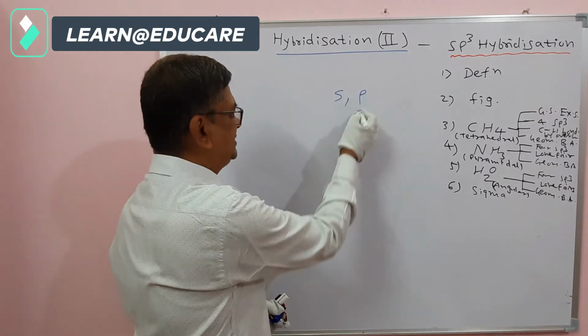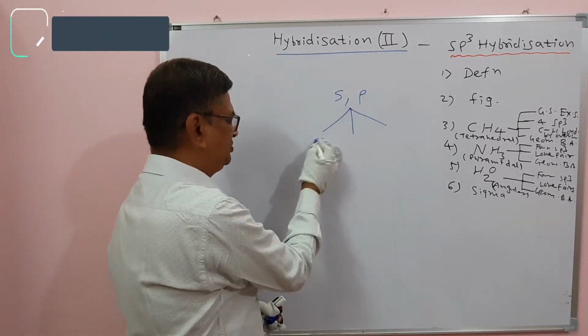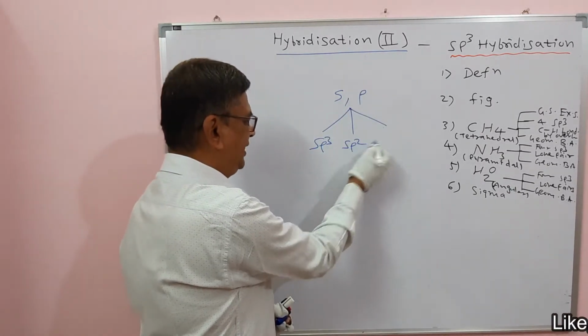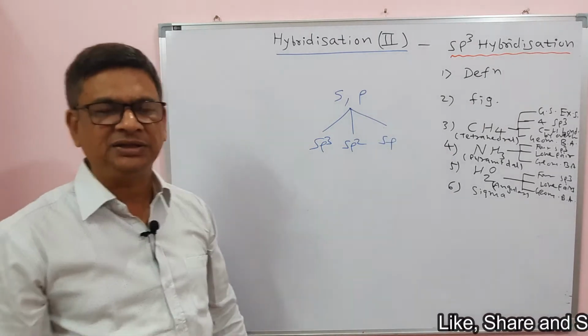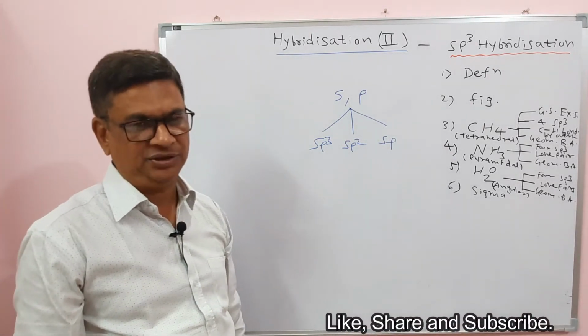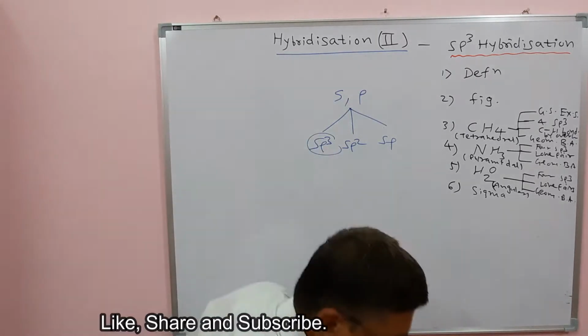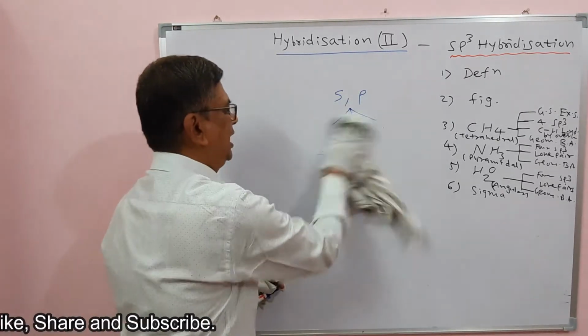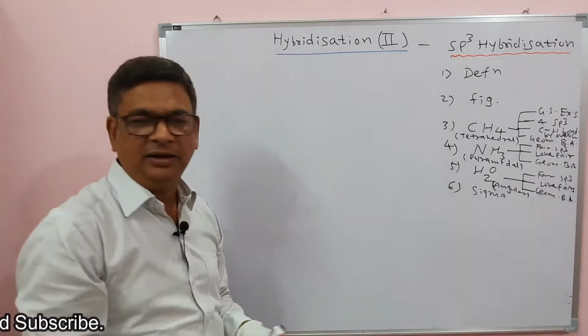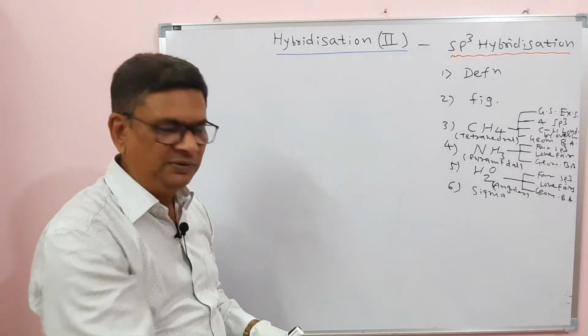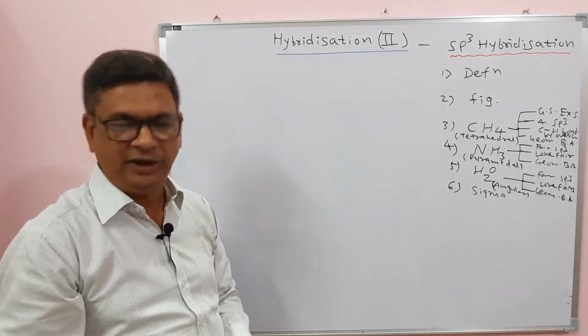Hybridization between s and p orbitals is of three types, that is sp3 hybridization, sp2 hybridization and sp hybridization. What happens in sp3 hybridization we will see today in this video, and then sp2 and sp we will see later on in the next two videos.